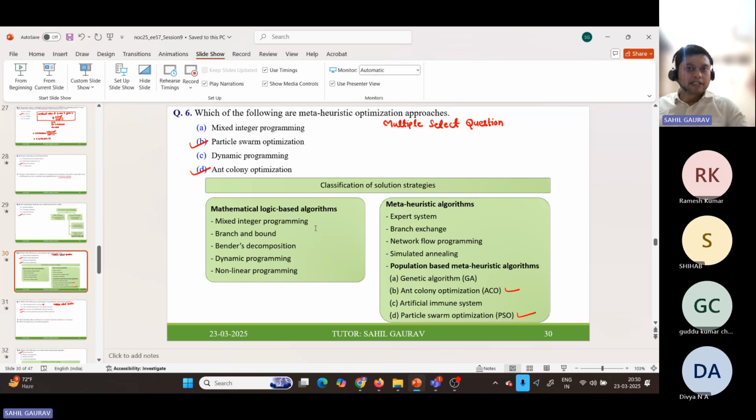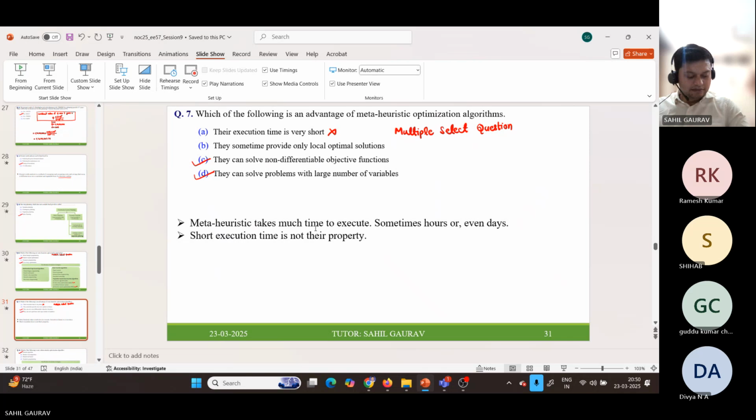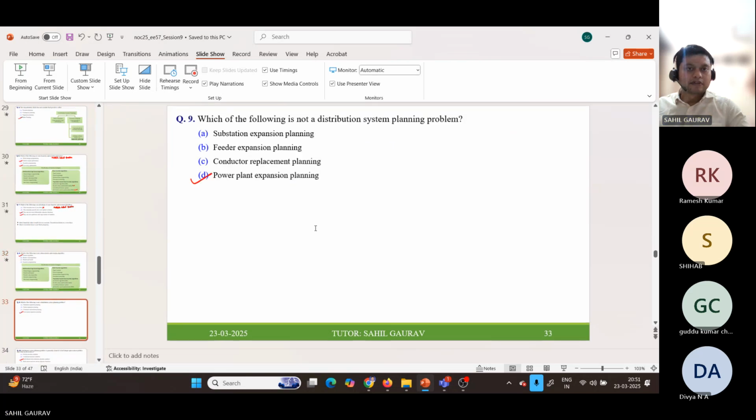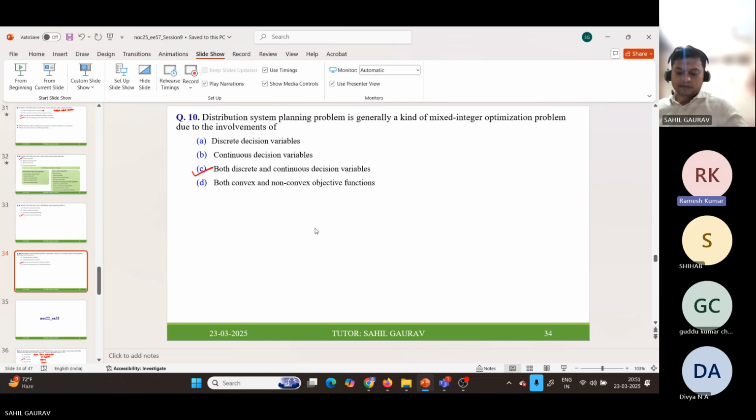Which of the following are meta heuristic optimization problems? In your assignment, they are asking which of the following are not meta heuristic optimization approaches. This one also, which of the following is an advantage of meta heuristic optimization algorithms? This question is similar in your current assignment. Distribution system planning problem is generally a kind of mixed integer optimization problem due to the involvement of both discrete and continuous decision variables.